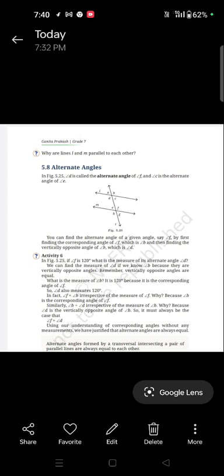Next one is your alternate angles. Angle D is called the alternate angle of angle F, right? Generally, alternate angles are those angles such as angle D and angle F that form a structure like Z. So they are known as alternate angles. Angle F and angle C are the alternate angles of angle E.